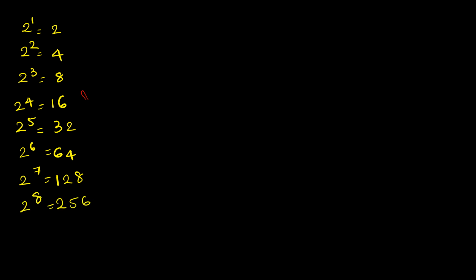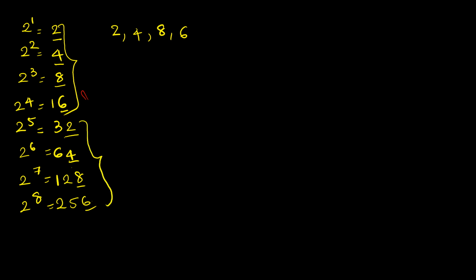So we'll check the unit digit. Here the unit digit is 2, 4, 8, 6. Now again we can see the unit digit as 2, 4, 8, 6. These numbers are repeated after every 4 intervals. After every 4 intervals, these 4 numbers are repeated. So this can be used to find the unit digit.